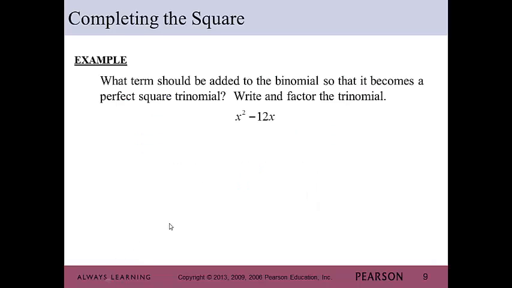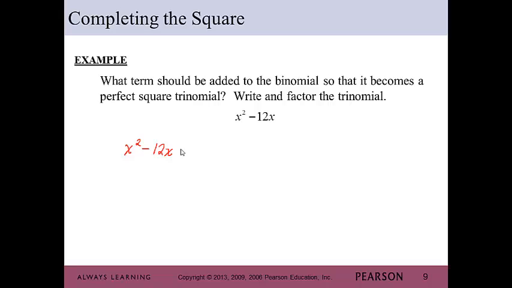Here's an example. It says, what term should be added to the binomial so that it becomes a perfect square trinomial? Write and factor the trinomial. So right now we have a binomial, two terms. So it says x squared minus 12x.